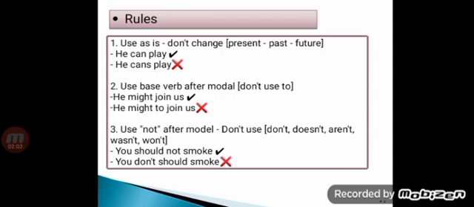The next point is, if we need to use the modal in the negative form, then just use not after the modal. We don't use helping verbs like don't, doesn't, isn't, aren't, wasn't, or won't. So with most of these modal verbs, just say not. For example, you should not smoke, not you don't should smoke. Okay?